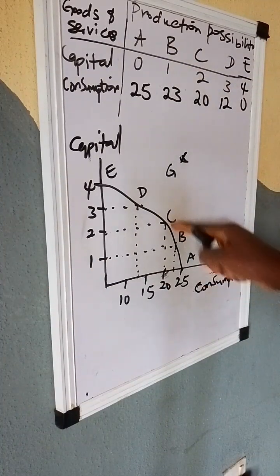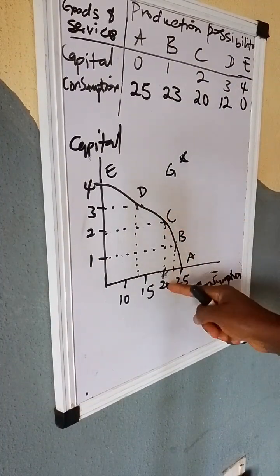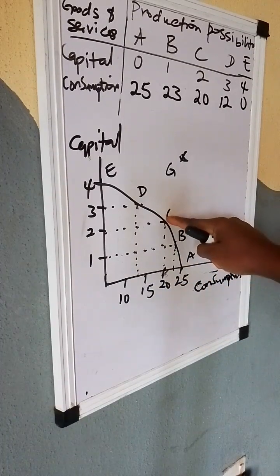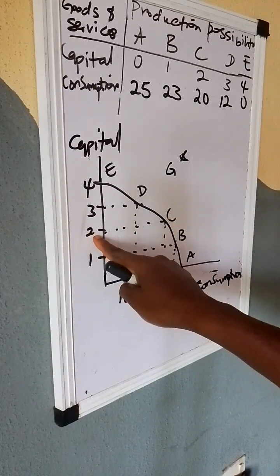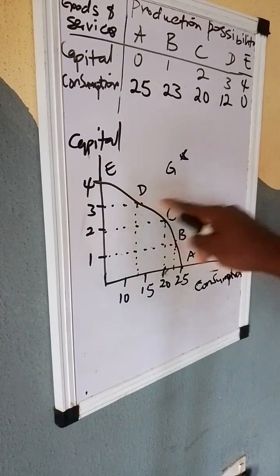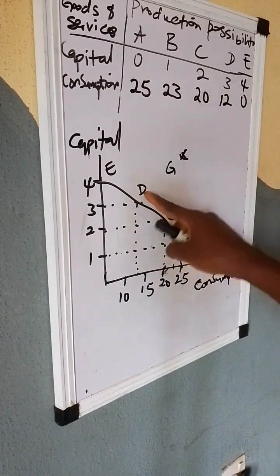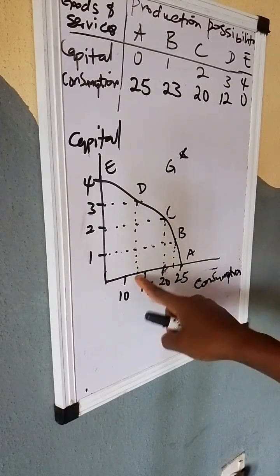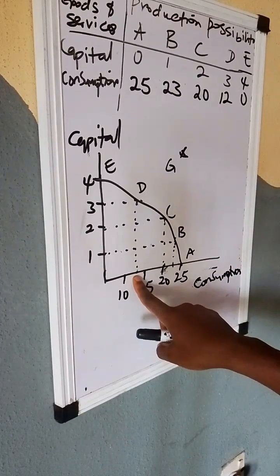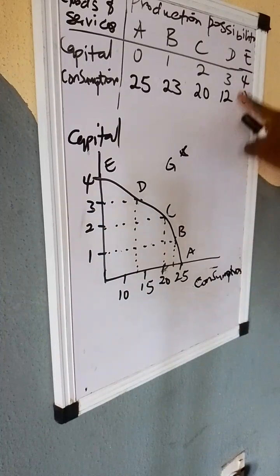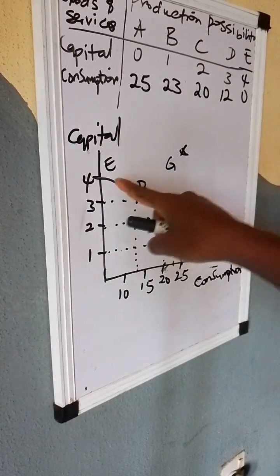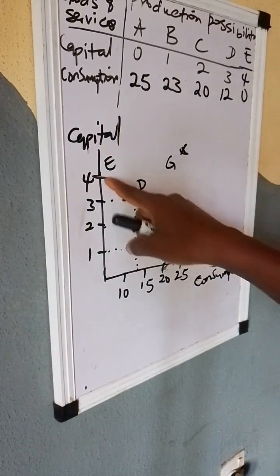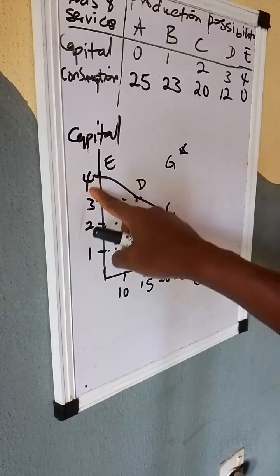Then combination C, we produce 20 consumption goods and 2 capital goods. Are you seeing it now? Then again, at combination D, look at this point. We produce 12 consumption goods and 3 capital goods. That's what you have here. Then at combination E, we produce 0 consumption goods and 4 capital goods.